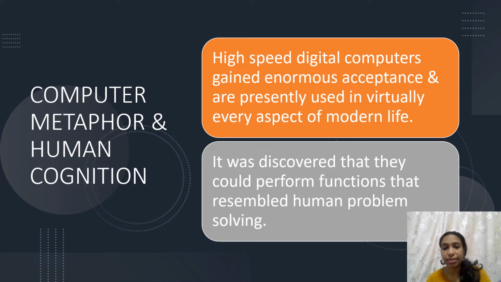Next we are discussing the computer metaphor and human cognition. High-speed digital computers gained enormous acceptance. They are presently used in virtually every aspect of modern life. It was discovered that they could perform functions that resembled human problem solving.